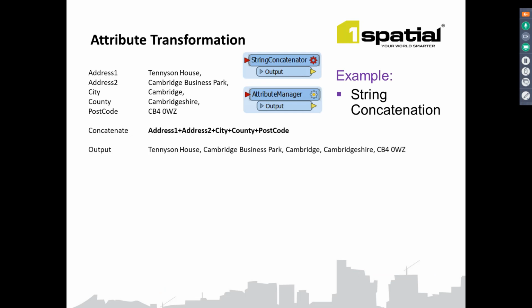If we think about how we might want to transform our attributes, then a common task for people is to build new attribute values based on the existing ones. So in this example, we want to concatenate a bunch of address lines into a new attribute. So like what you might do in Excel or SQL. And in FME, we can use a string concatenator or an attribute manager transformer to do that.